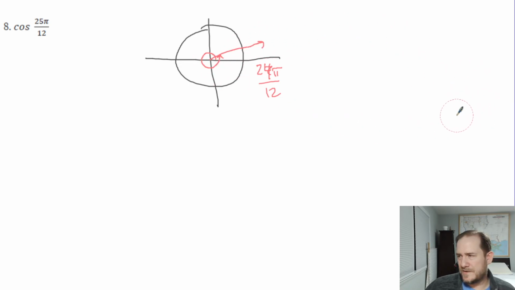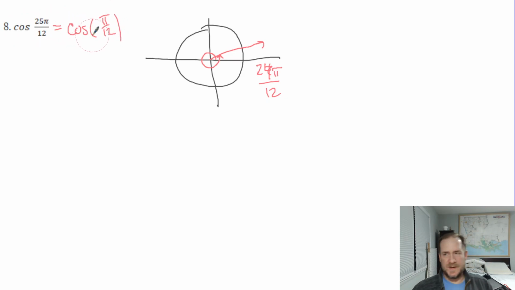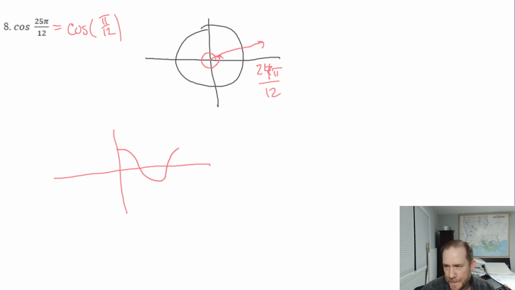So that drawing's not good. That's okay. So we know that we're basically just going to be able to do the cosine of pi over 12. And we know that those two angles would be exactly the same. Okay? It's basically like, if you can picture the graph of cosine, pi over 12 is like some angle that's really, really early on the curve. Well, 25 pi over 12 would be exactly 1 period later.